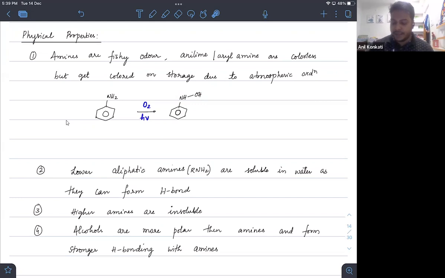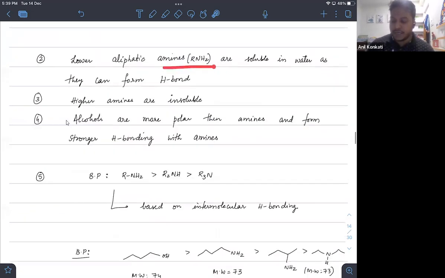Next, lower aliphatic amines are soluble in water, like up to 1 degree. Up to methyl, ethyl, and propyl, they are soluble. From propyl onwards, they will be slightly less soluble or insoluble. So higher amines, as you go, are insoluble.